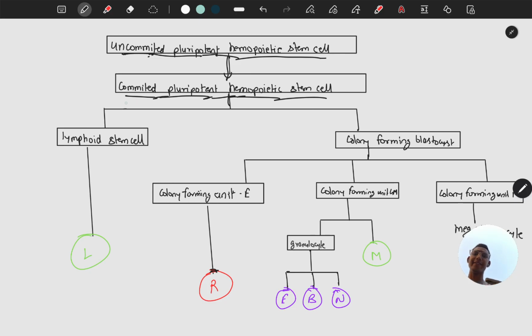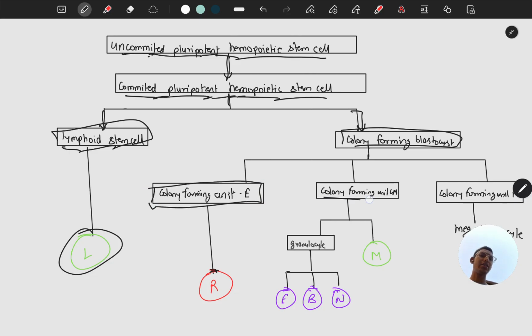Then this committed pluripotent cell will divide into two divisions. One is the lymphoid stem cell and the second is the colony forming blastocyst. Lymphoid stem cells will form leukocytes, and colony forming blastocysts will divide into three divisions. First is colony forming unit E, second colony forming unit GM, and the third is colony forming unit M. Colony forming unit E will form RBC, erythrocytes.